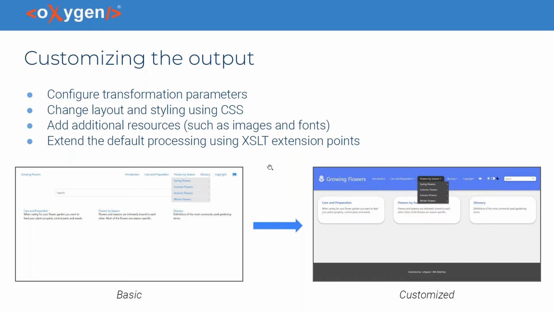If you want to change the HTML content generated for a certain component, or if you want to rearrange the components in the output pages, you can extend the default processing using XSLT extension points. The two images present how the output looks when no styling is applied in the left part, and how it will look when the customization is applied in the right part.